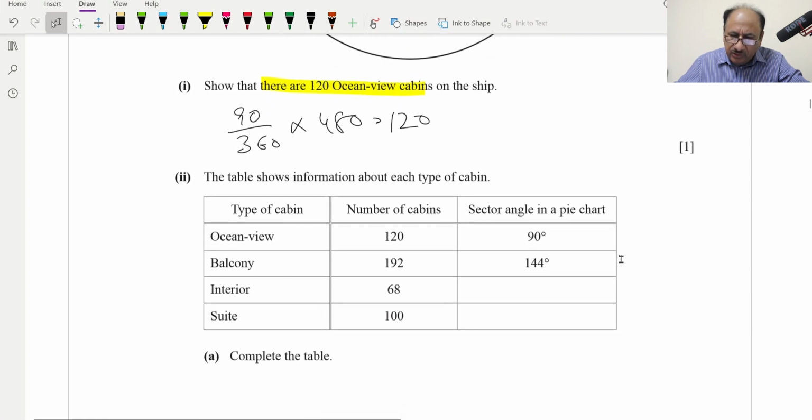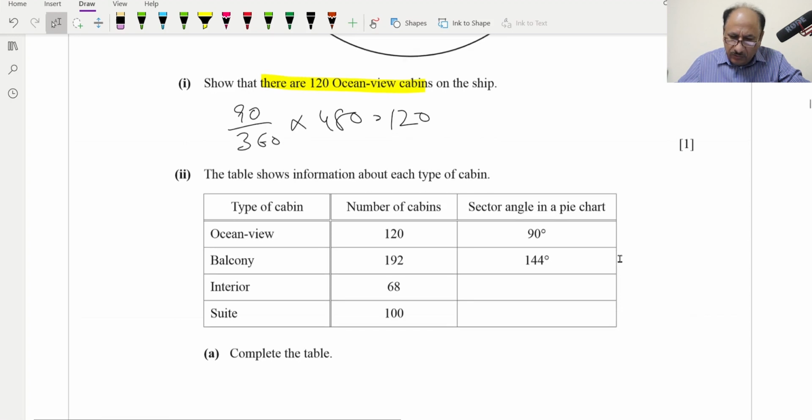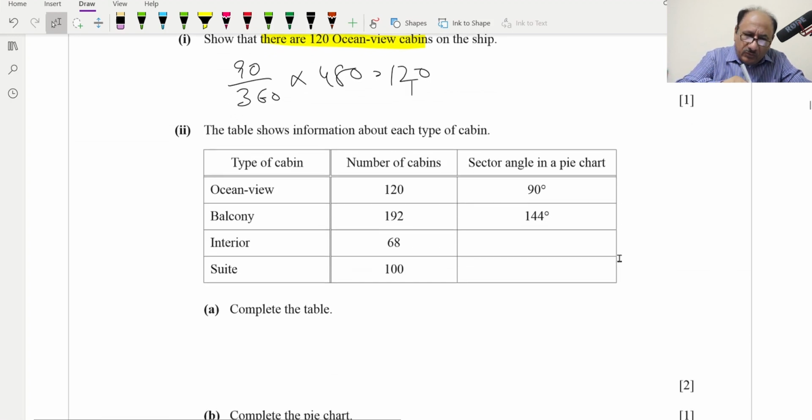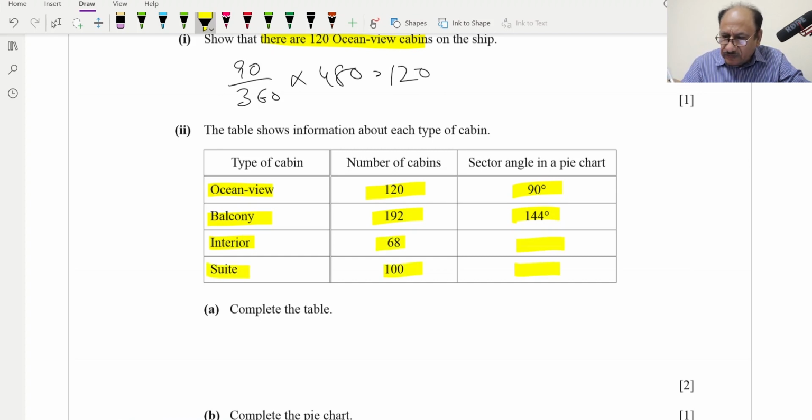Then the table shows information about each type of cabin. If we go through this table, ocean is 120, 90 degrees, balcony is 192 and 144. For interior and suite they have given the number of cabins, but missing is the angle of the pie chart, which we have to calculate. How can we calculate this angle? We will be taking interior.